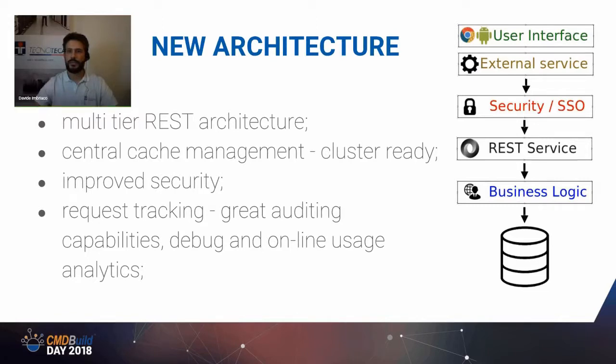CMDBuild has been rebuilt with a strong multi-tier architecture. From the bottom up, we have a database, a data access layer, a business logic and service layer, and on the top, REST web services with Spring security. User interfaces such as the default web UI, mobile apps, and external services all communicate with the core system via those REST web services. Having one common web service API allows us to use specialized components for security, tracking and auditing, etc. Major improvements have been made to the caching framework. The new cache subsystem is more powerful and ready for a multi-node or cluster deployment.